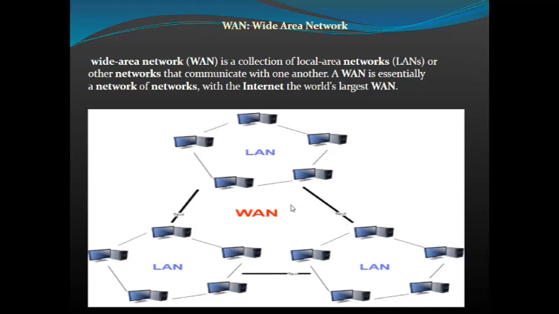It covers an extended area. It is a collection of local area networks or other networks that communicate with one another. WAN is essentially a network of networks. Here we have one network connected to another network, and there is another network here. The combination of it is what is called WAN, which is very wide.